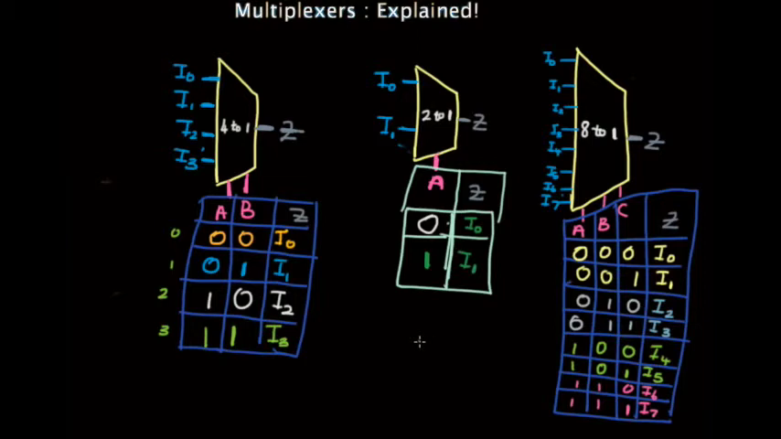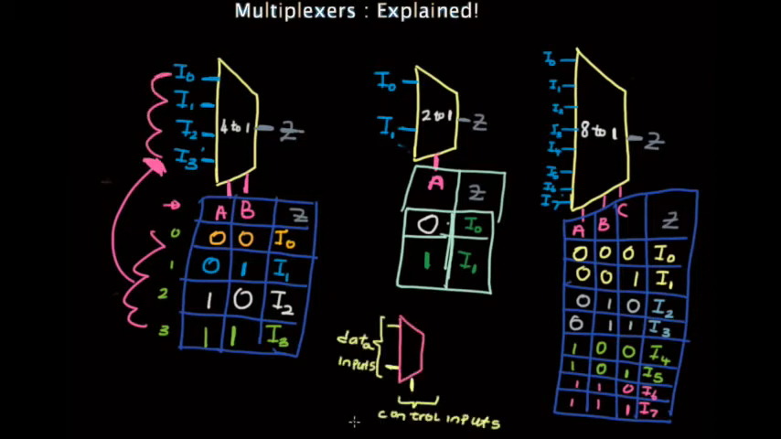I'm sure during the course of this video you were finding something strikingly similar, and that is the number of combinations of your control inputs is the same as your number of data inputs. So to sum it all up, we can say that n control inputs give rise to 2 raised to the n data inputs. And you see, this makes sense, because 2 raised to the power of 2 gives you 4, right? And 2 raised to the power of 1 gives you 2, and 2 raised to the power of 3 gives you 8.